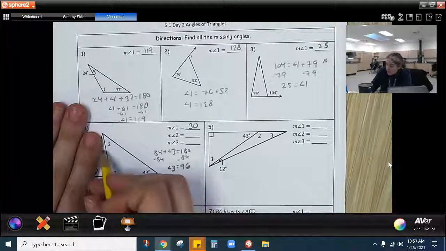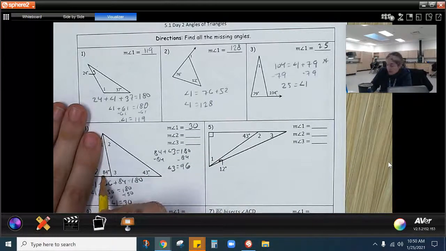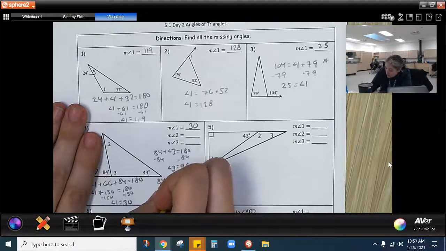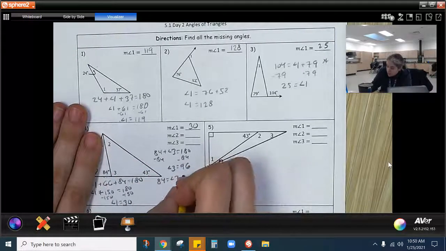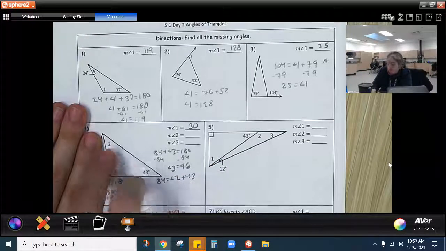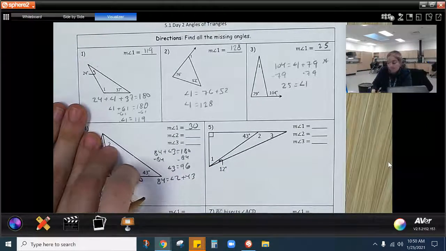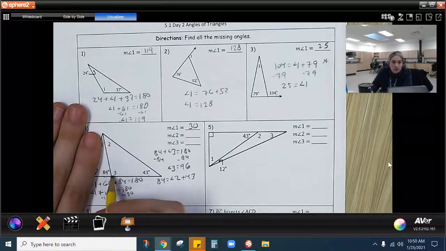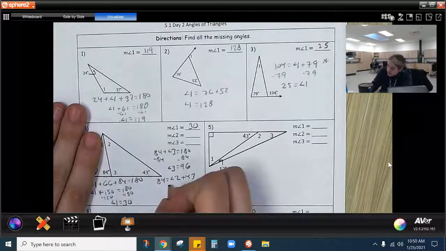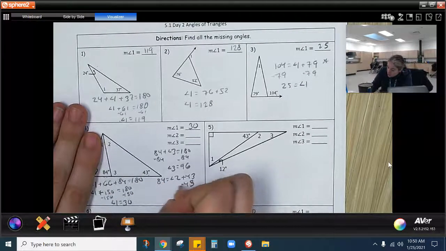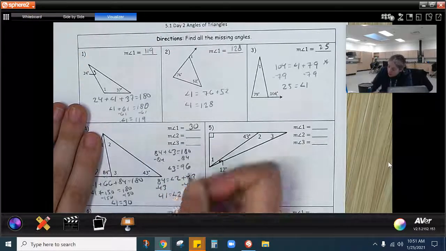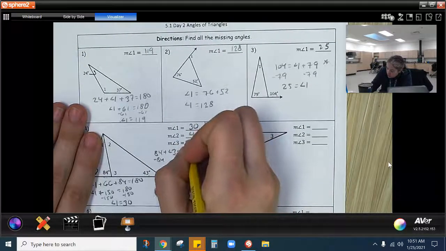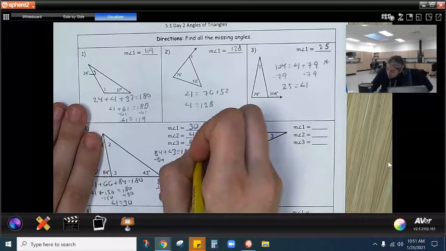96. And then the other one I'm going to do is that exterior angle theorem. So that would be 84 is equal to angle 2 plus 43, because those are the 2 non-adjacent angles. Angle 3 is right next to it, it's adjacent, so we want non-adjacent. When I subtract 43 on both sides, we get 41 is the measure of angle 2. So angle 2 is 41, and angle 3 is 96.